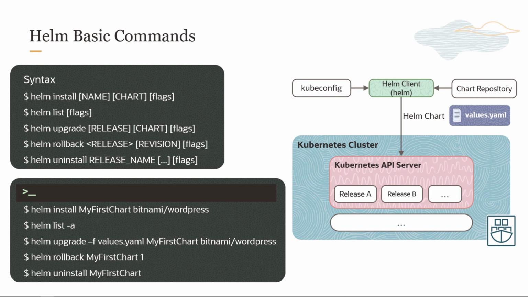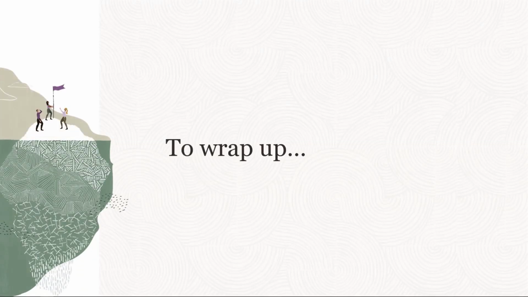Also remember, the values.yaml file is very important for templates. This file contains the default values for a chart. These values may be overridden by users during Helm install or Helm upgrade command. To wrap up, in this lesson we discussed Helm chart structure in detail and covered basic Helm commands to help you start with Helm.